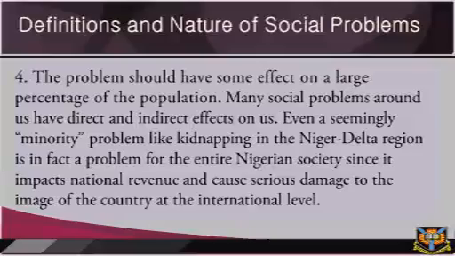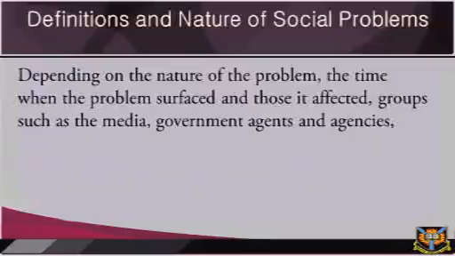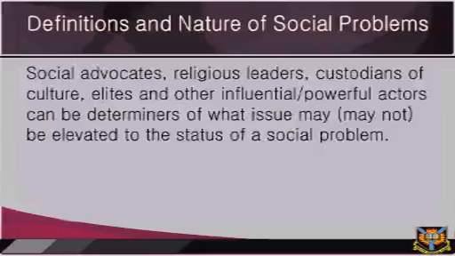Before going on to the next section, it must be mentioned that beside the conditions, there are a number of groups involved in determining if, when, and how an issue becomes a social problem. Depending on the nature of the problem, the time when the problem surfaces and those it affected, groups such as the media, government agents and agencies, social advocacies, religious leaders, custodians of culture, elites, and other influential or powerful actors can be determinants of what issue may or may not be elevated to the status of a social problem.